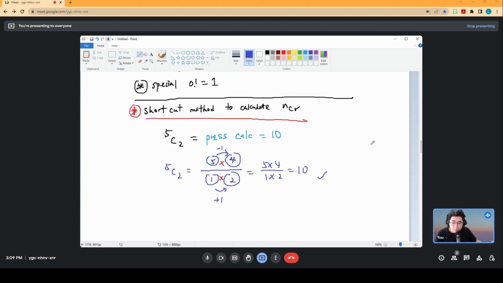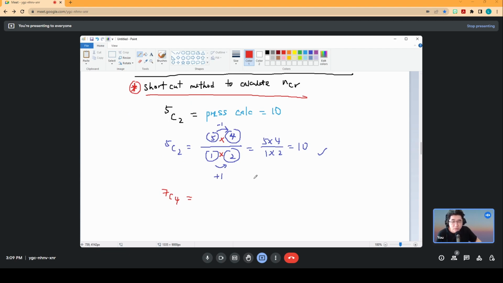So what is going to happen during the exam is, you may have unknowns here, A, B, C, and then you need to know how to write in this way. Other than 5C2, maybe another example, we talk about maybe 7C4. Let's see how we actually use the shortcut way to calculate 7C4.